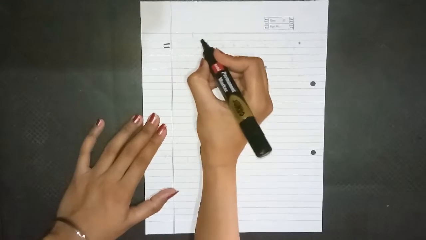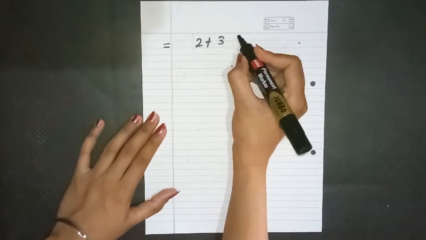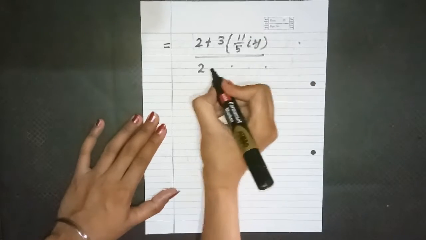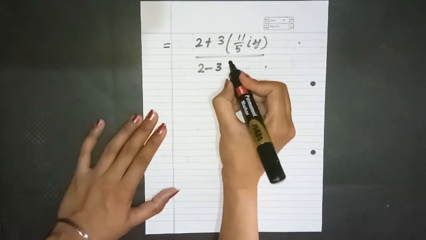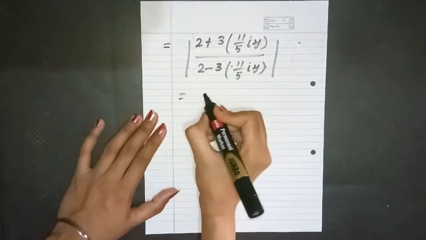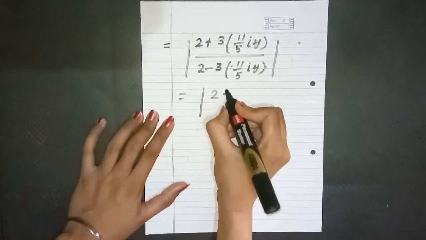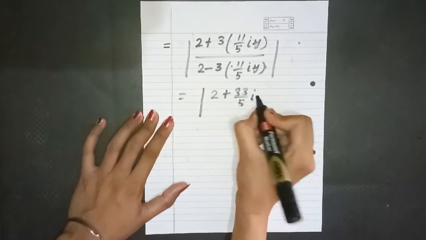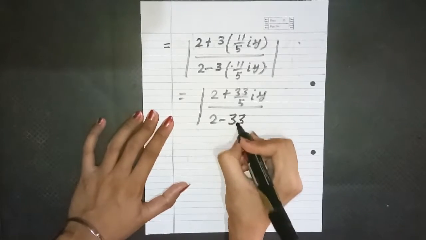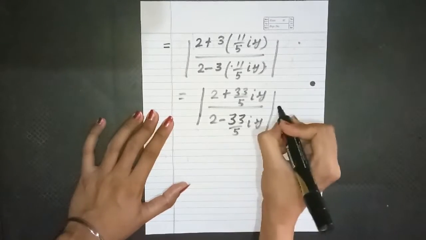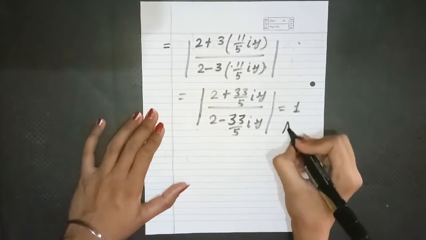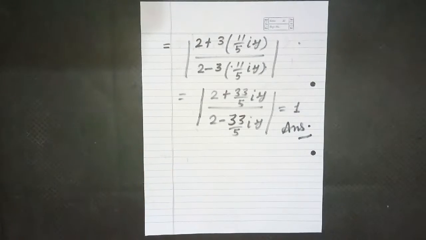So now we have modulus of (2 plus 3 into 11 by 5 iota y) by (2 minus 3 into 11 by 5 into iota y). We have put the value of z2 by z1. So modulus of (2 plus 33 by 5 iota y) by (2 minus 33 by 5 iota y). Now this is equal to 1 because the numerator is the conjugate of the denominator, right? So their modulus are equal, right?